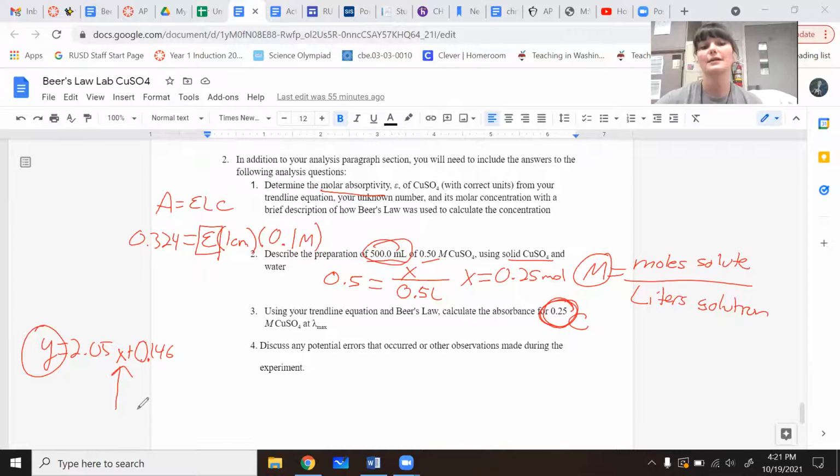Then number 4 is discussing any potential errors that occurred or other observations you made. So in addition to telling me, hey, guess what, our spectrophotometers were janky, is there a chance that you prepared your solutions incorrectly? Is there a chance that the cuvettes were janky? Is there a chance of whatever other error you thought might have taken place besides the fact that our spectrophotometers are pieces of garbage?